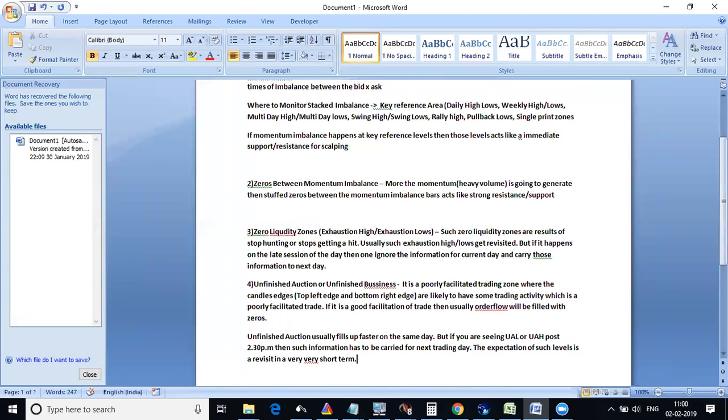Even there are places where the unfinished auction got created and price shot up 100 points from there, but eventually price came and revisited those levels. Right? So at times it gives you exponential odds. We can call that an exponential unfinished auction. It is a result of emotional momentum trading. Sometime back we got almost 4 or 5 unfinished businesses in a row.